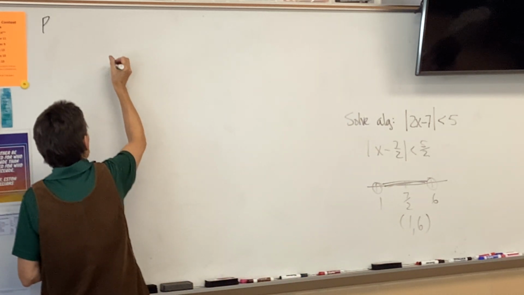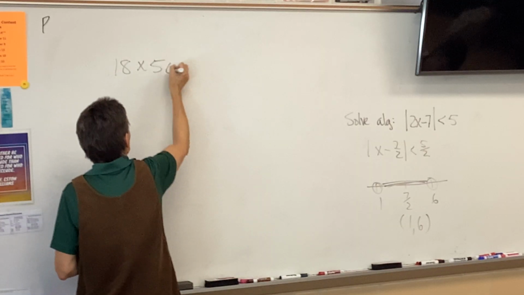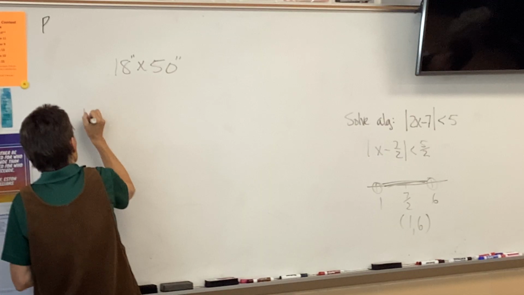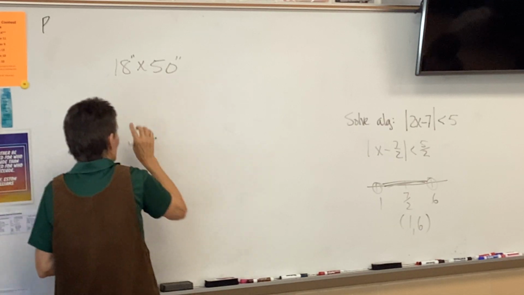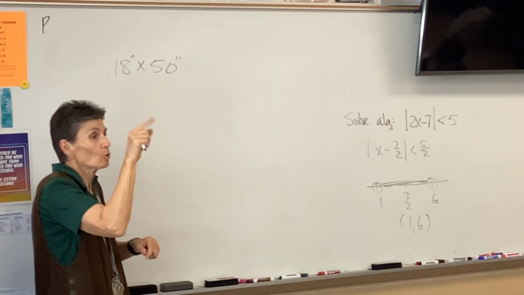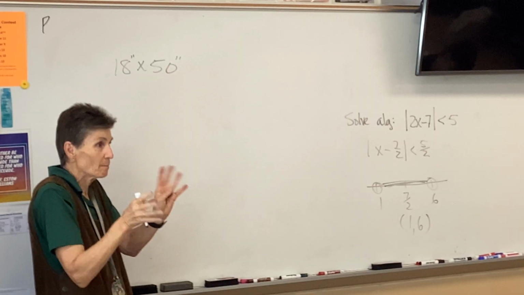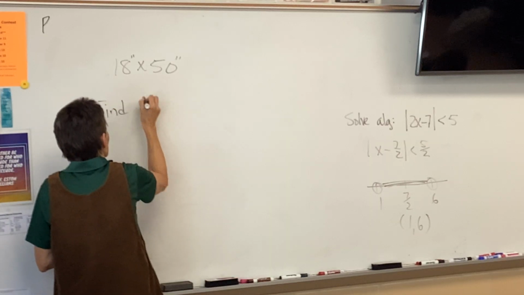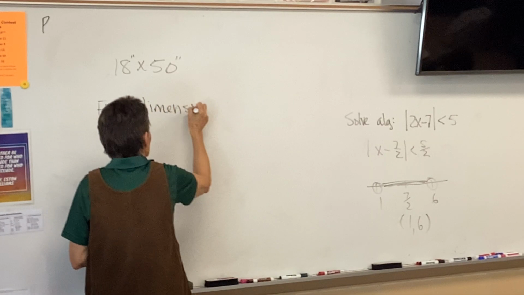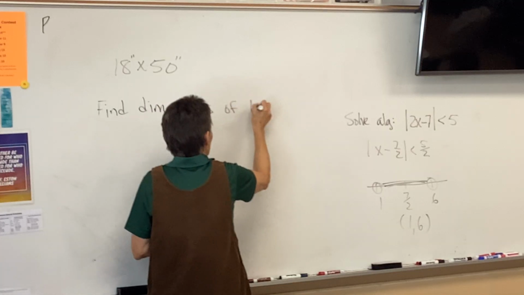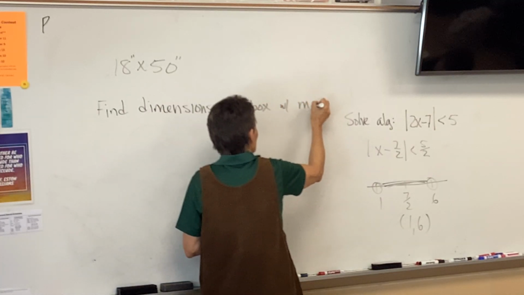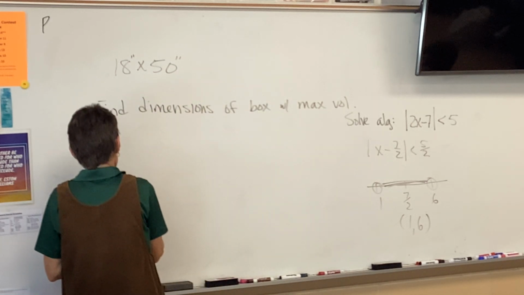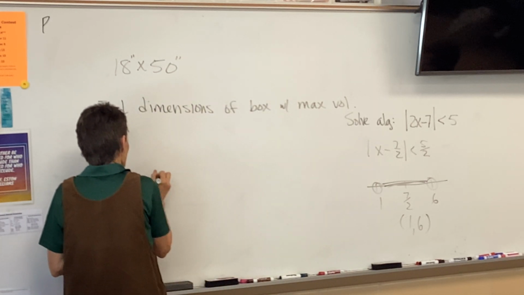Got a piece of paper that is 18 by 50 inches. I'm going to write all this out, but we're going to cut the corners out, pull up the flaps and make a box. So I want you to find the dimensions of the box with maximum volume. And then I want you to find the size of the corners.